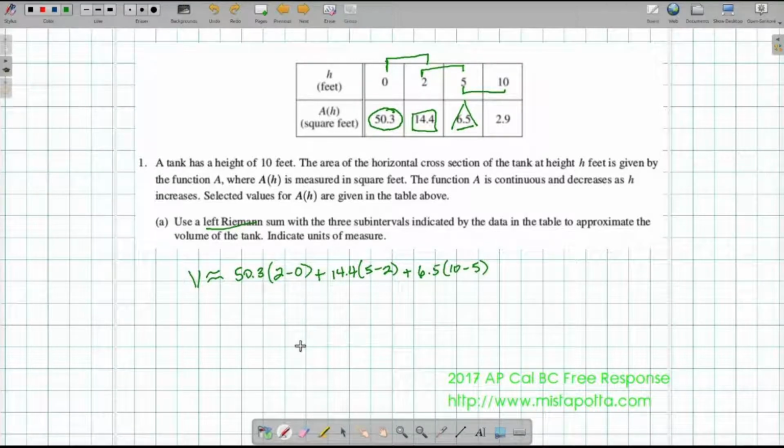And of course, I'm more than welcome to leave my answer like this, or I can use a calculator and get 176.3 cubic feet. And of course, it's important for me to put cubic feet because they're asking me for the units of measure here. So that's the left Riemann sum.